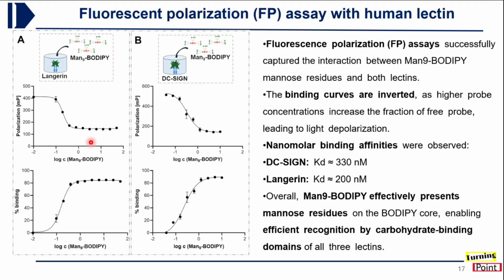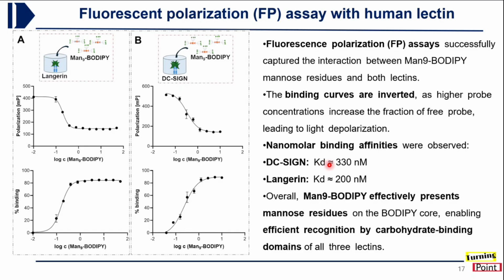Another thing is that now they have discussed all with the Kooyk. Now two human lectins they have studied. One is called langerin, another one is called DC-SIGN. So the fluorescence polarization assay successfully captured binding between both the lectins. Here polarization for both the lectins and percent binding they have mentioned. So nanomolar binding affinities they have mentioned for both.